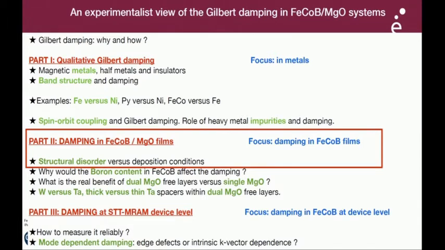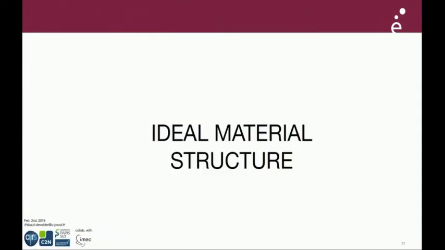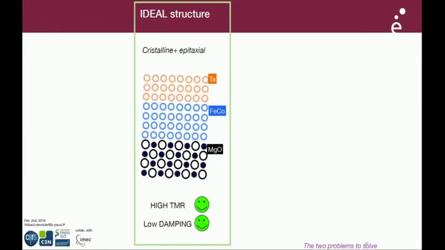Okay. These systems are generally used for tunnel junctions, and for tunnel junctions we want a given material structure. And the structure we want is typically this one. We want a crystalline MgO and a crystalline iron cobalt with a perfect epitaxy between these two, because this is needed to achieve the giant tunneling magnetoresistance. And you also don't want any intermixing between the capping layers and the ferromagnetic layers, as I mentioned before.